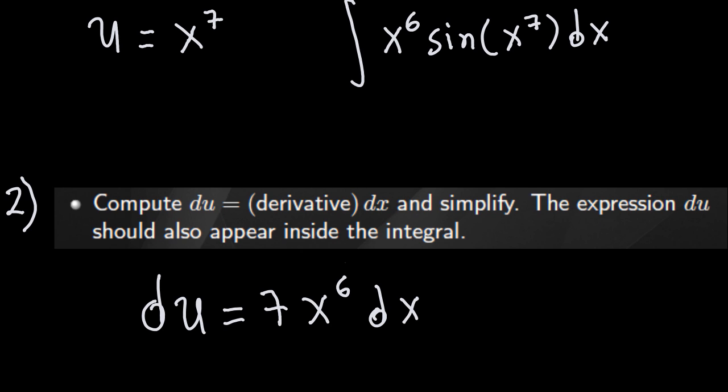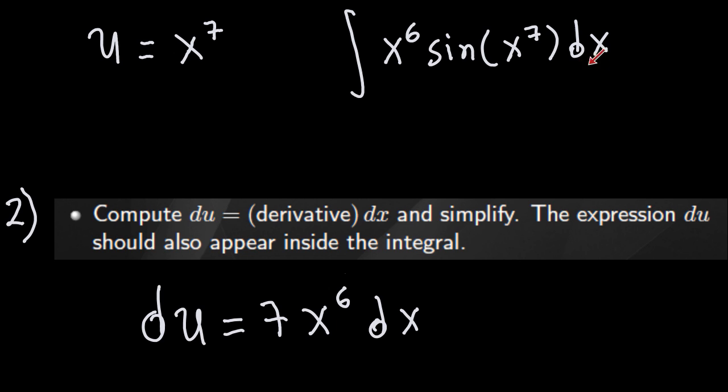Now, you can see here that I don't have 7x to the 6 dx. If you look at the integral that I have over here, I have x to the 6 dx, which is here. X to the 6 dx, I have it. But I don't have 7. This is what I mean by off by a constant. You don't have the du exactly in the integral. You're just off by a constant.